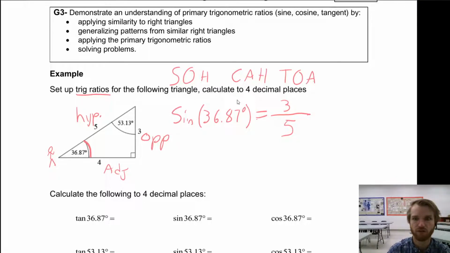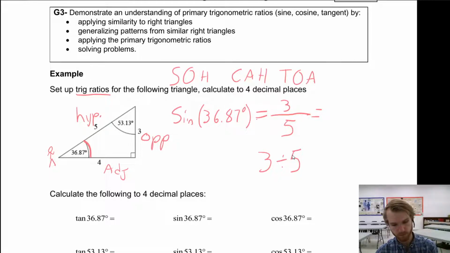It said it wanted us to calculate it to 4 decimal places. So sine of the angle 36.87 degrees is 3 over 5. In our calculator, we're just going to say 3 divided by 5. This is what it's going to look like in your calculator. Take the top number and always divide it by the one on the bottom. Okay, so when you do that, 3 divided by 5, you will get 0.6.